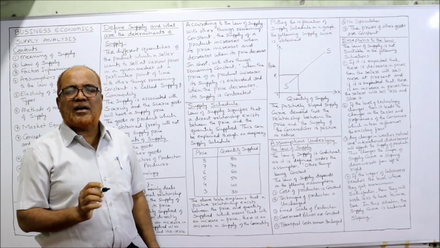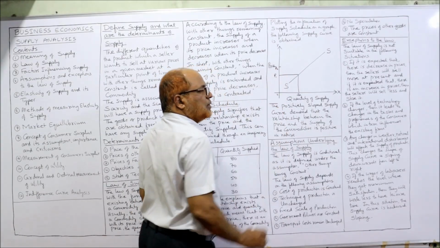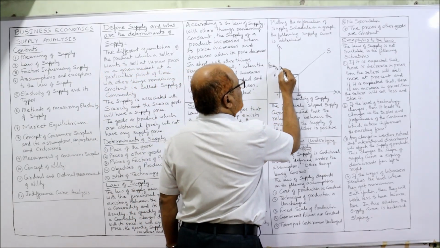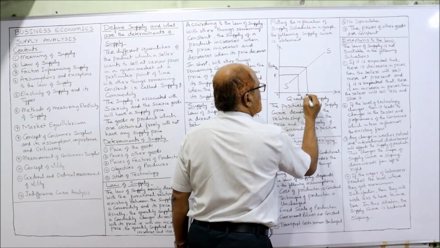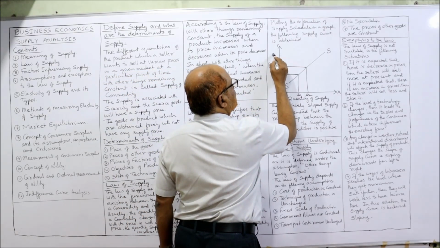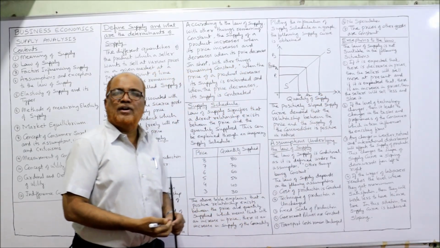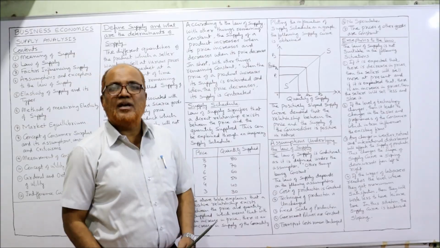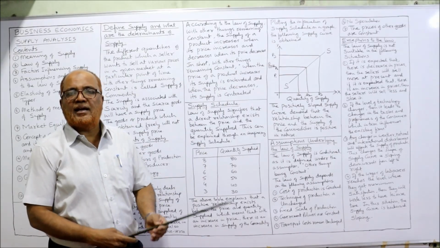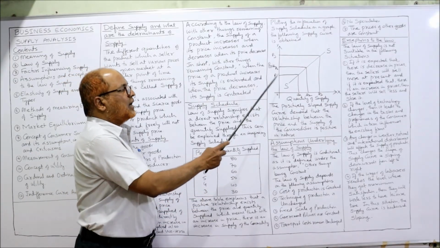Suppose the price increased from P1 to P2. So when price increases to P2, supply will also increase to S2. When price further increases to P3, then supply will also increase to S3. So what do you observe here? The supply curve is an upward moving curve, moving upward from left to right, indicating as the price increases, the quantity of supply will also increase. This is called the supply curve.